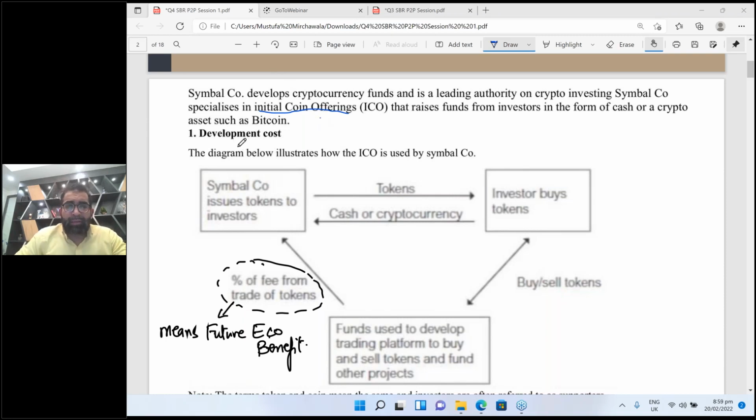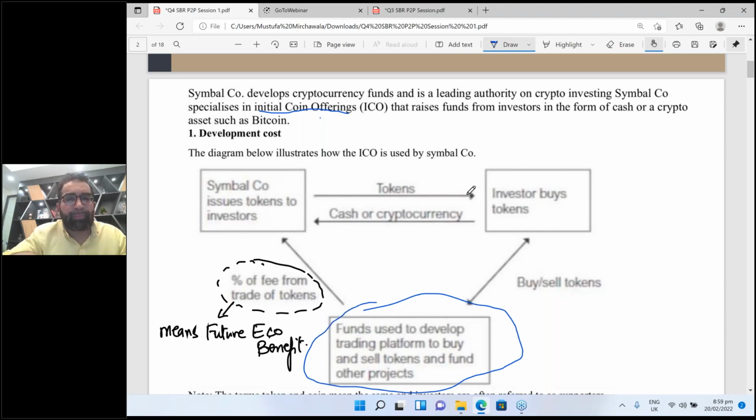Now, development costs. See, this is the diagram. We are the company, we issue tokens, and investors give us cash or cryptocurrency. Just assume the investor is giving us cash. Now we will make a platform. See, this is the platform we have made. These are funds used to develop a trading platform.